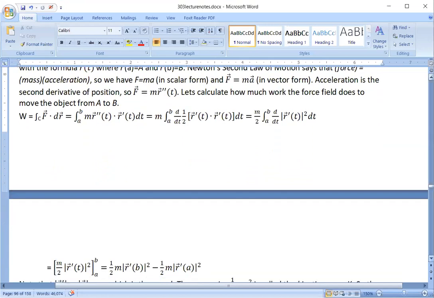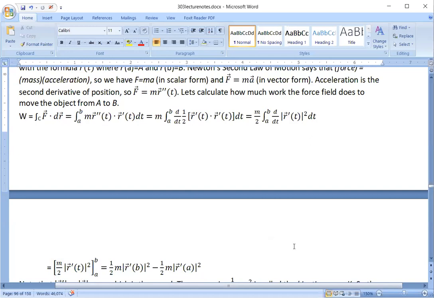It's just the original expression, the magnitude of r prime of t squared with the constant m over 2 in front, evaluated on the endpoints. So this is just m over 2 times the magnitude of r prime of t squared from a to b. So plugging in, what does that give? 1/2 m times the magnitude of r prime at b squared minus 1/2 m times the magnitude of r prime at a squared. Okay, so that's the calculation.